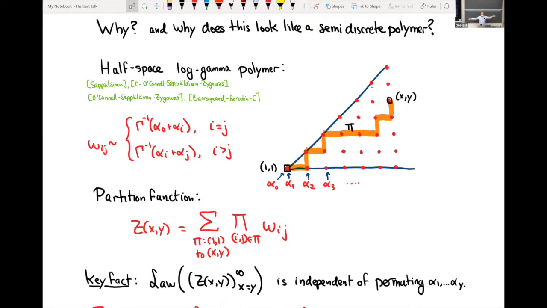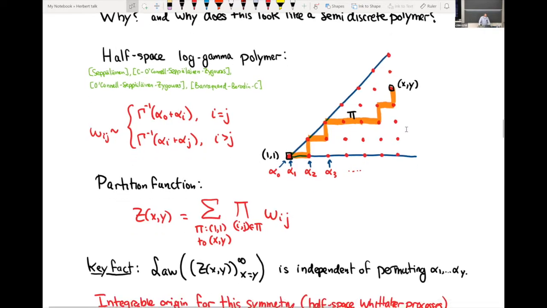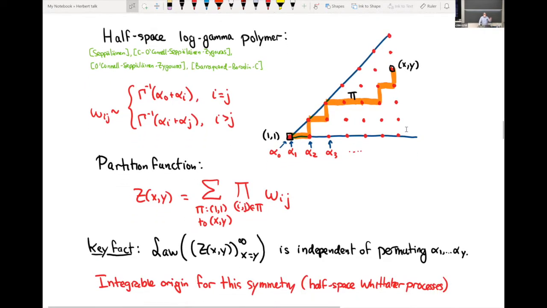I can draw its distribution. I think of it as a function of the alphas. It's invariant under the action of the symmetric group on alpha 1 through alpha y. Now, of course, if I switch alpha 1 and alpha y plus 4, it won't be invariant. But within that first y, this is true. Now, I'm not going to prove this for you. I'm sorry. I'll tell you where it comes from, though.